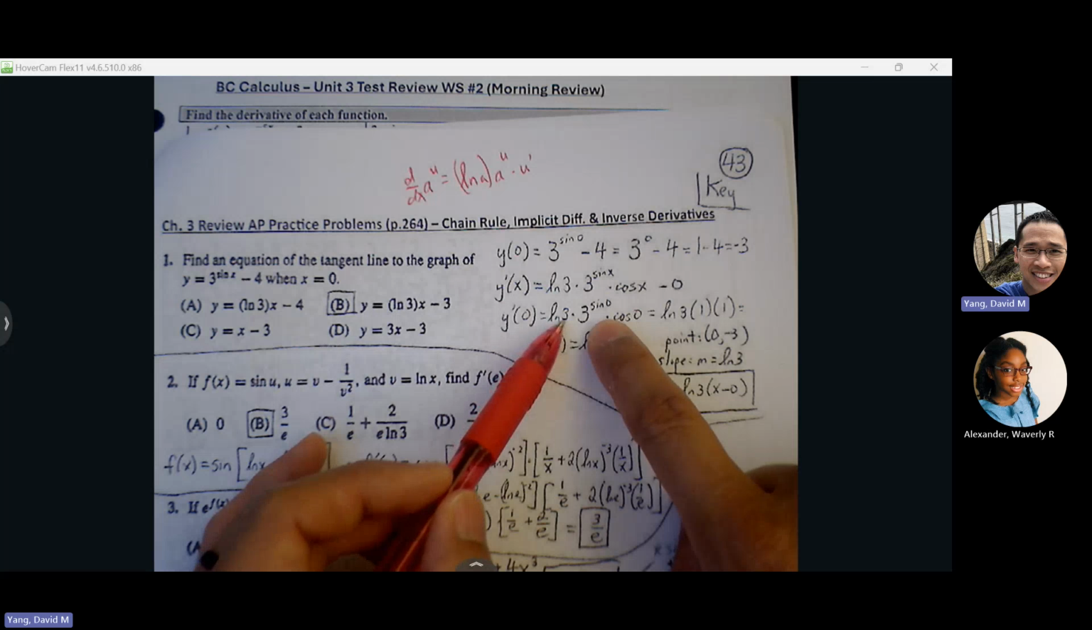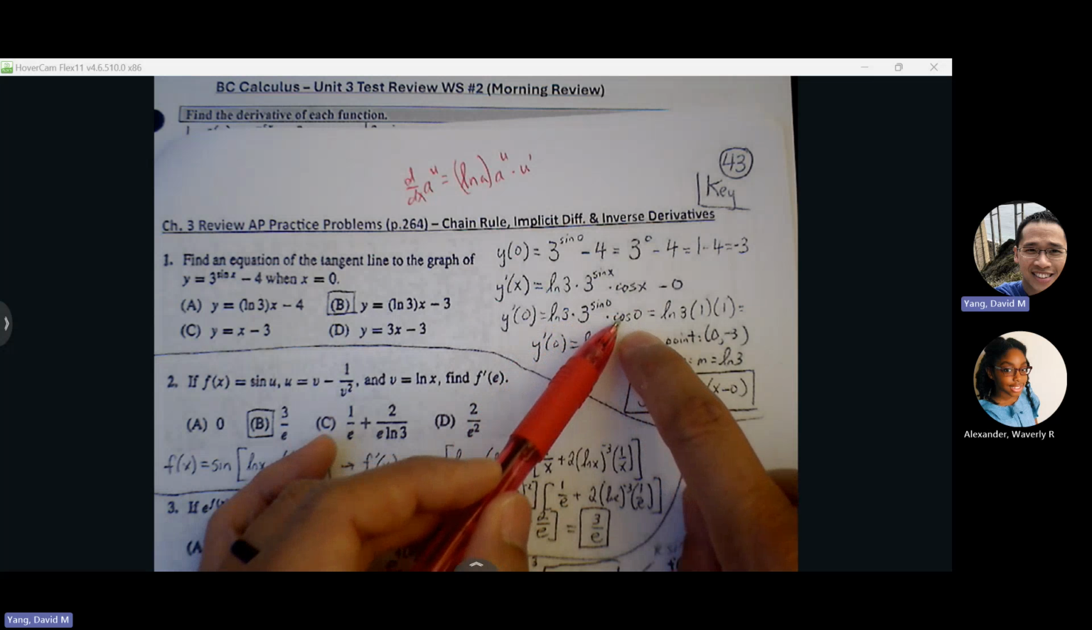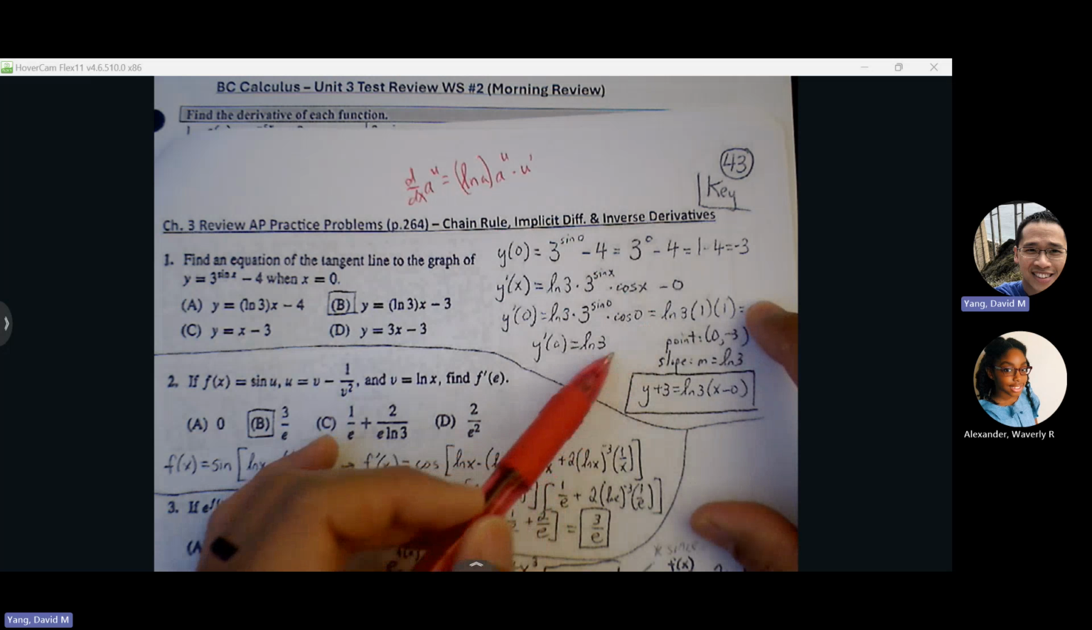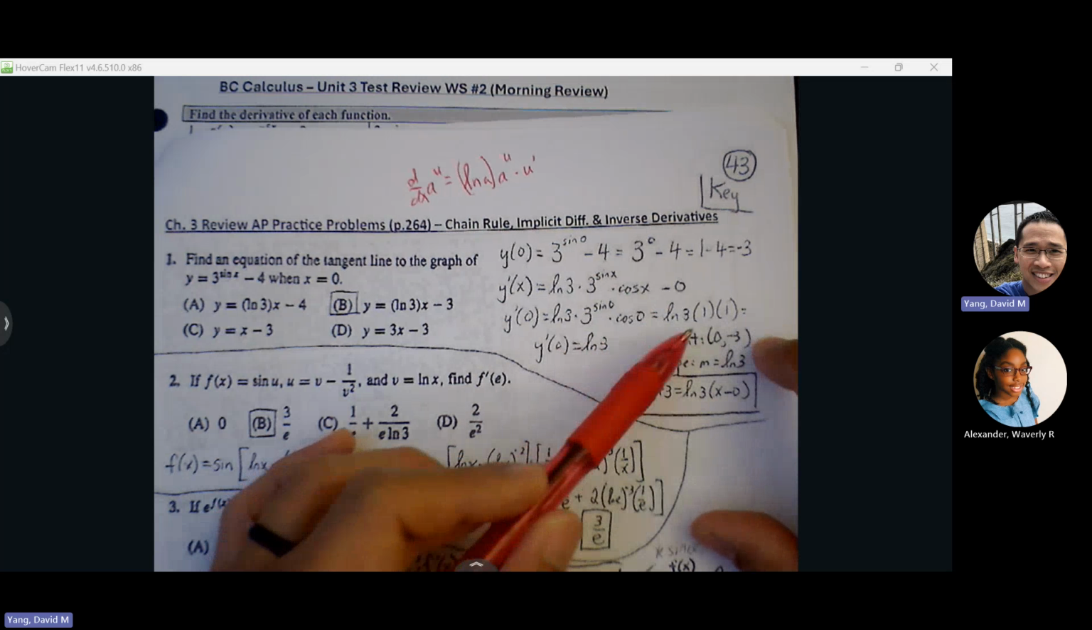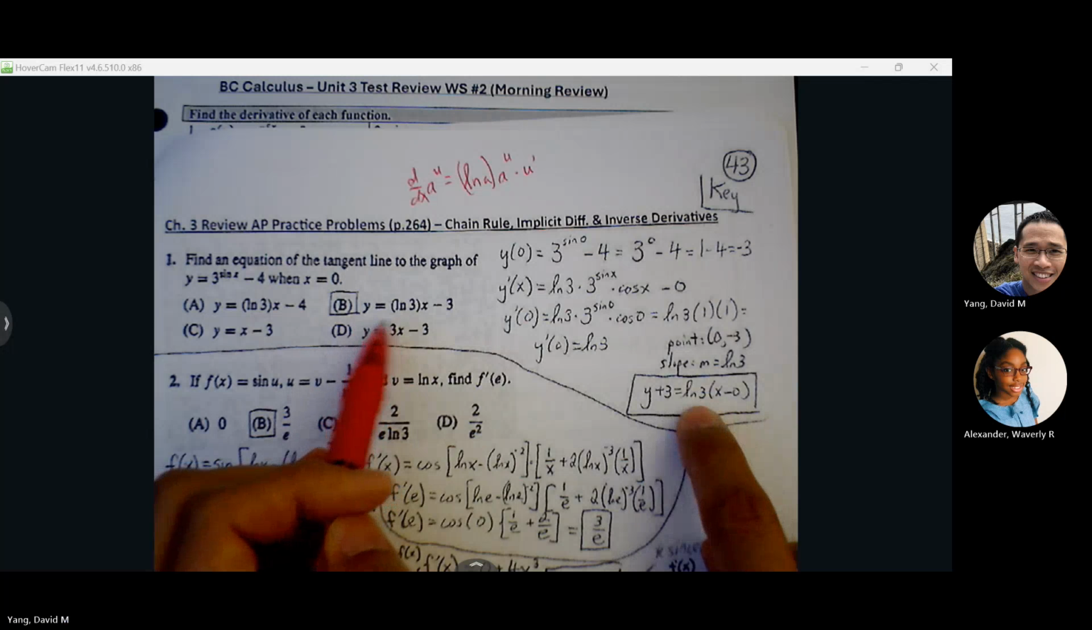So natural log of 3 times 3 to the 0, which is 1. Cosine of 0 is also 1. So that just gives me natural log of 3. So my slope is natural log of 3. My order pair is 0, negative 3. And then my point slope form, part B, answer choice B.